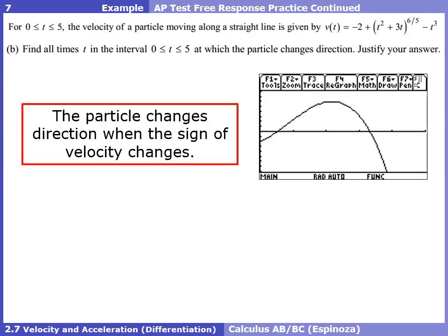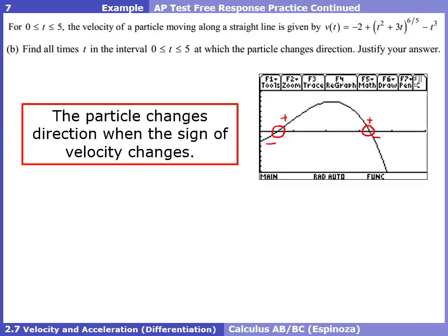Okay, so we can see that the velocity changes signs in 2 spots. The velocity changes from negative to positive right here, which means there is a change of direction, and velocity changes signs right here from positive to negative. So again, we know there was a change in direction. So how do we find those 2 points?